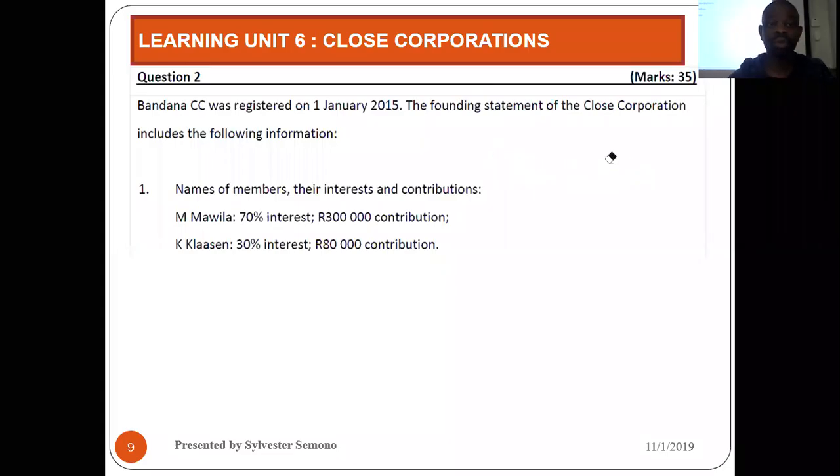This is the close cooperation. We've got 2 members. We've got Mawila and Lassen. Currently, Mawila has got 70, and then Lassen has got what? 30%. And they gave you the contribution. When they say contribution, they mean members' contribution. They mean capital. So each one has got contribution. As you can see, Mawila has 300,000, and Lassen has got 80,000. They're just telling us, because members need to have a share in the business. As you can see, these shares must always add up to 100. So this 70 plus 30 is 100. Okay, no problem.